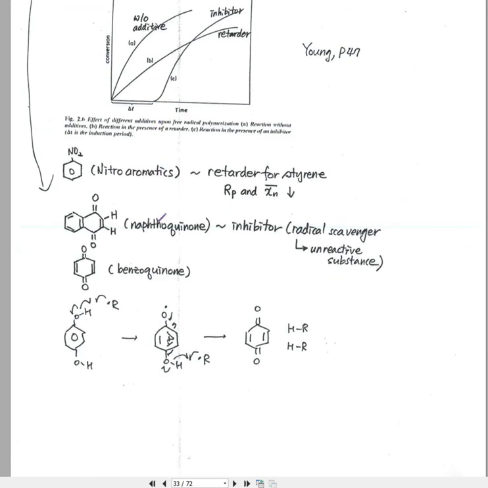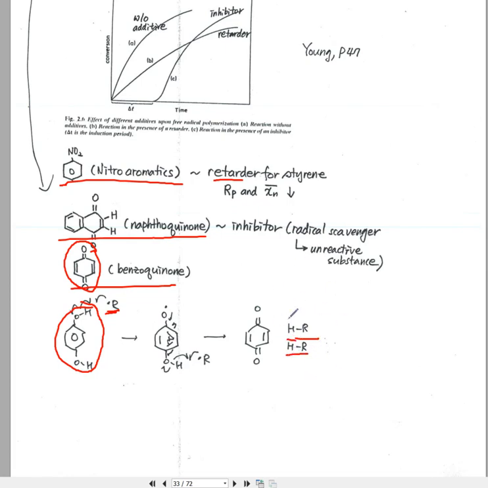Other retarder or inhibitor molecules include nitroaromatics, and benzoquinone or anthraquinones are also commonly used. For example, this benzoquinone also has this form. It can readily react with radical species, basically generating non-radical, hydrogen-added species, and they become this stable benzoquinone.